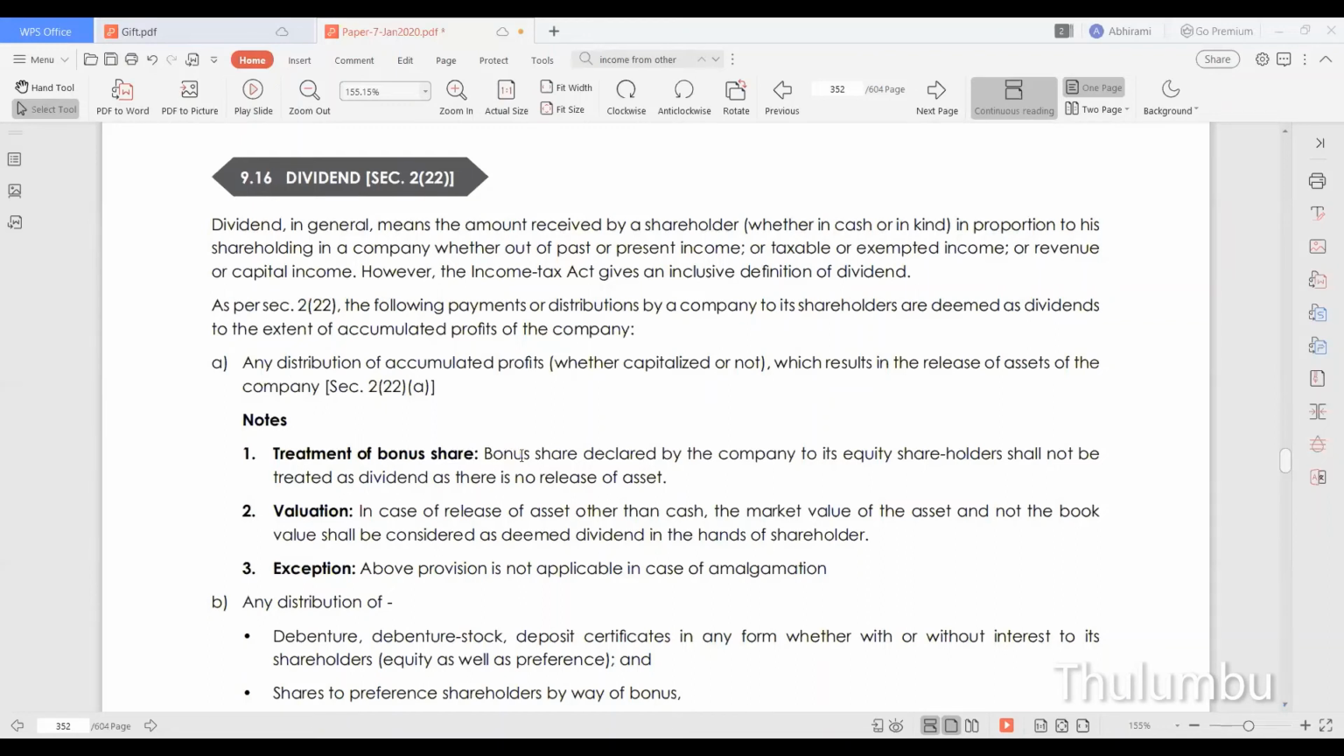Treatment of bonus share: a bonus share declared by the company shall not be treated as dividend. So bonus shares cannot be considered as dividends.